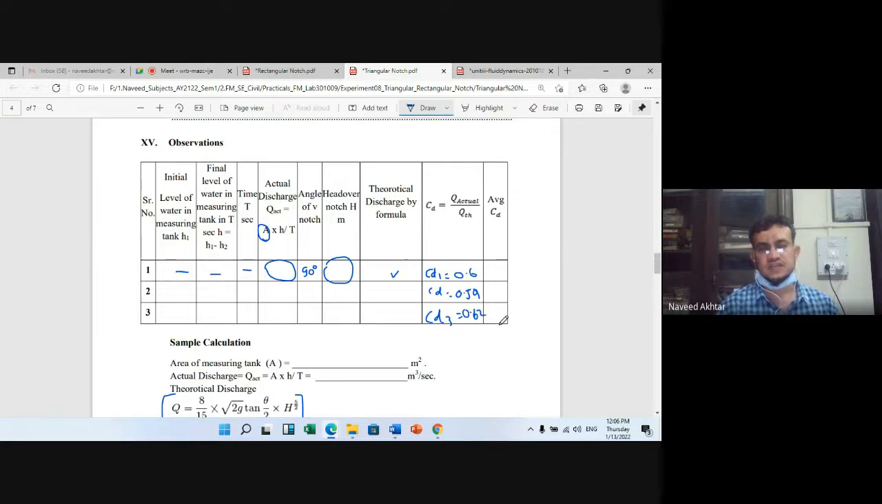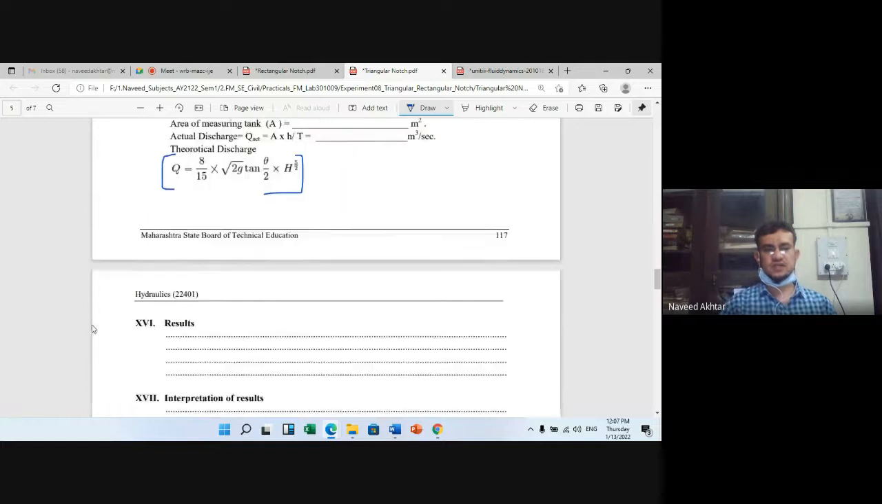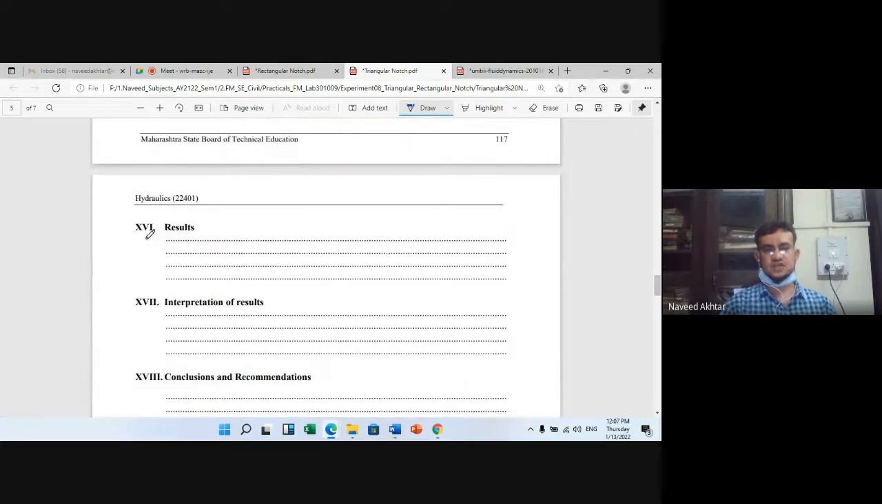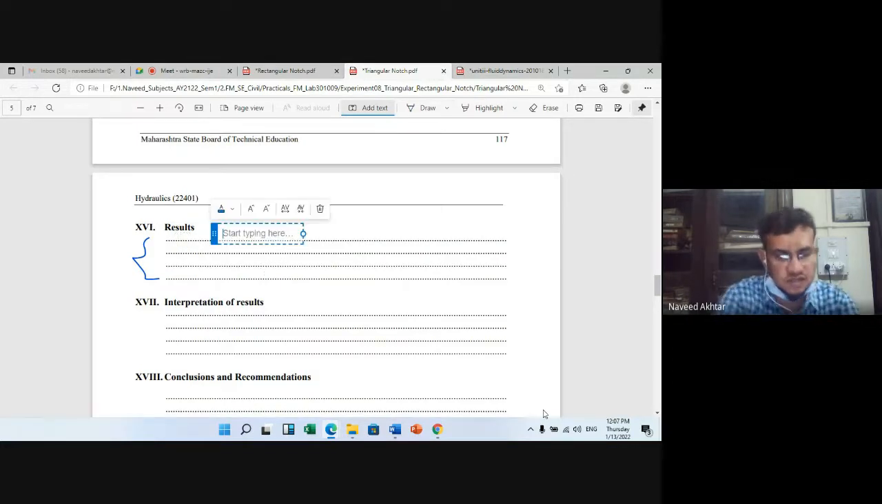We'll take the average of these, that will be the average discharge we have. So this is the average coefficient of discharge. Likewise you have to calculate, and in the result you can write down the coefficient of discharge of the given V notch. So you have to find out the result and the coefficient of discharge.